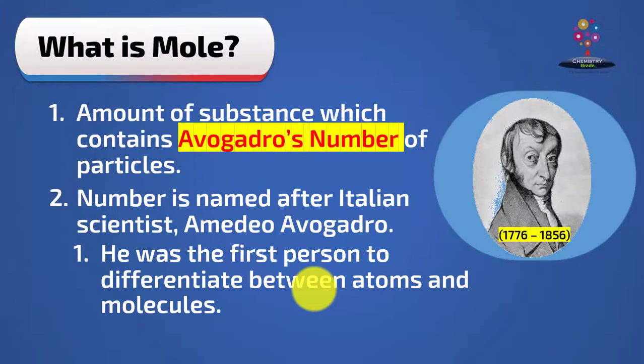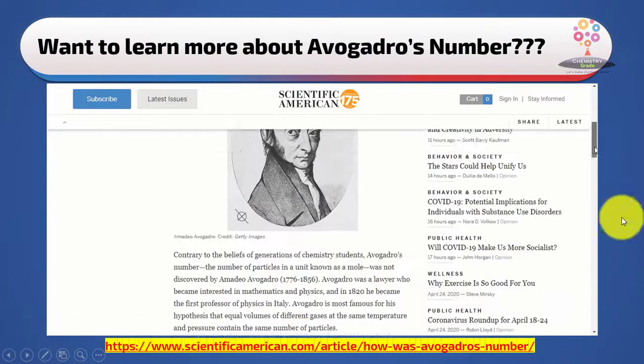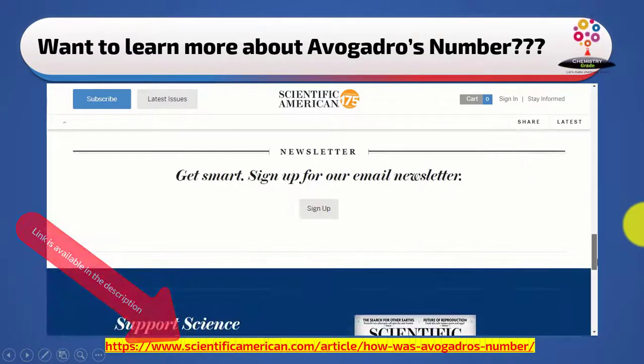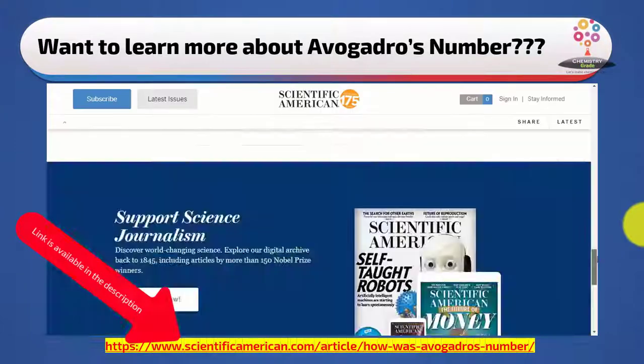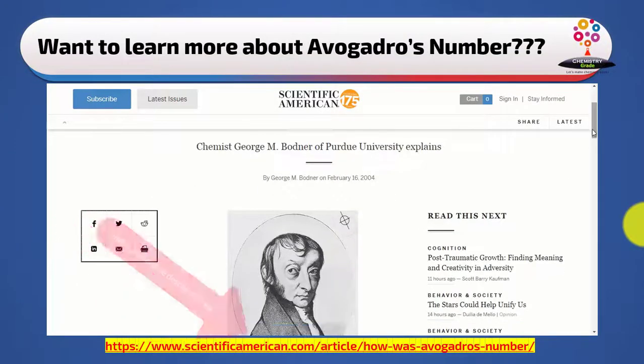If you want to know more about him, you may go to this particular link that I have provided over here, and you may see a particular article on Scientific American, which will help you understand how Avogadro's number was determined.